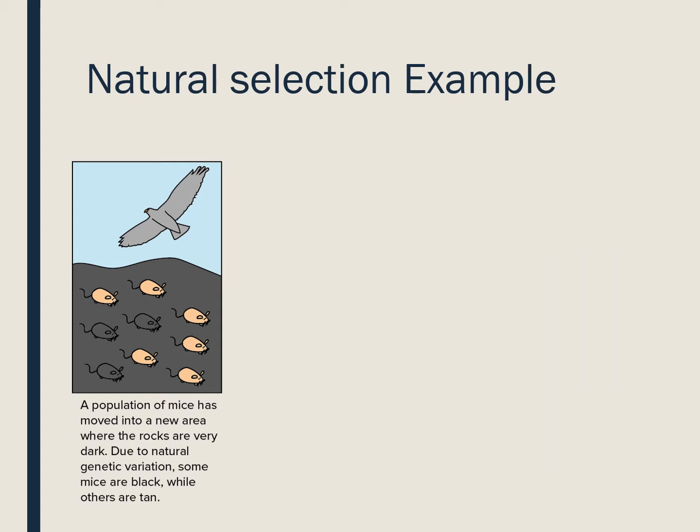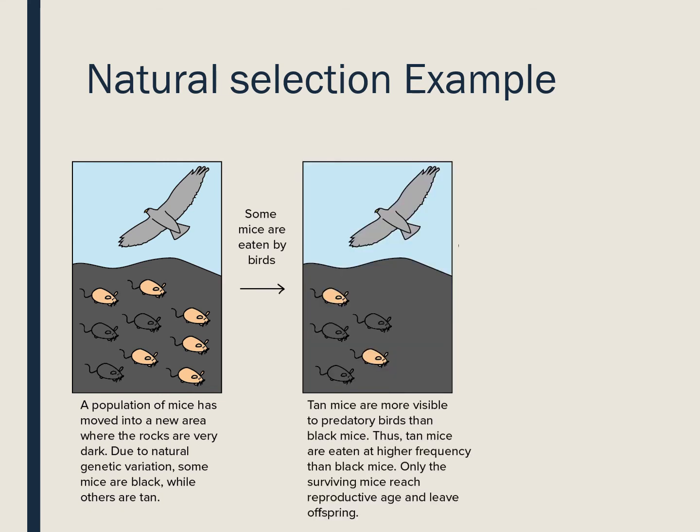So here's a natural selection example. We have a population of mice here that just moved into an area where rocks are very dark. Due to natural genetic variation, so differences between them, some mice are black while others are tan. So some mice are eaten by birds. Tan mice are more visible to predatory birds than the black mice because they're on a black background. Thus, the tan mice are eaten at a higher frequency than the black mice. Only the surviving mice reach reproductive age and leave offspring.